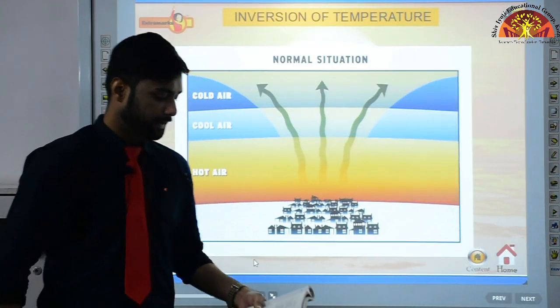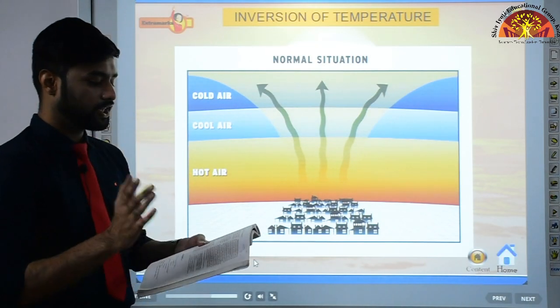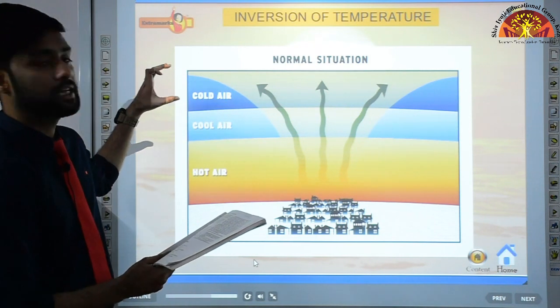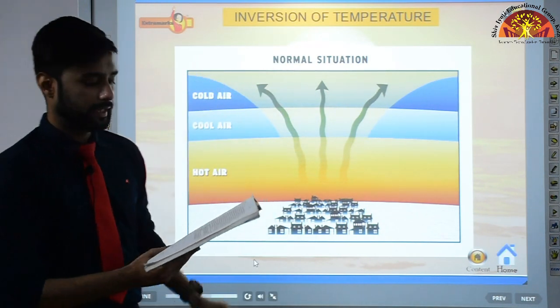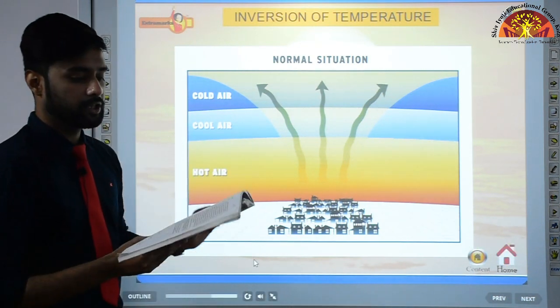Now our next topic is inversion of temperature. Students, up until now, हमने क्या पढ़ा है? That the temperature decreases with increase in elevation, right? जैसे जैसे आप ऊपर जाओगे जो temperature है, जो air है वो cold होगी. That means the higher you go, the temperature will decrease. But which is called the normal lapse rate. But at times the situation is reverse.